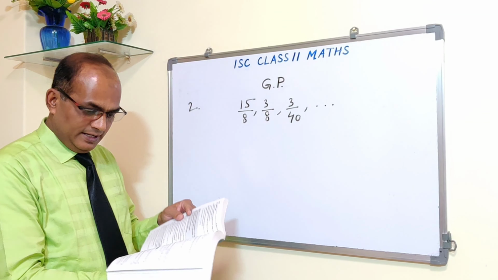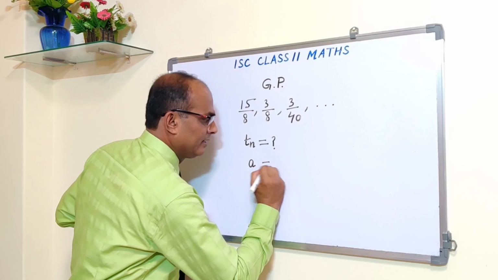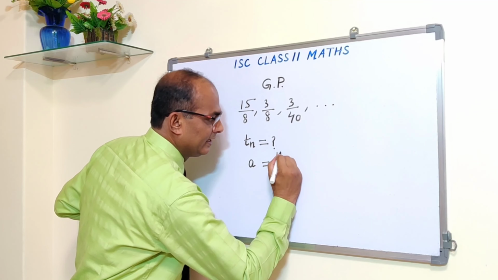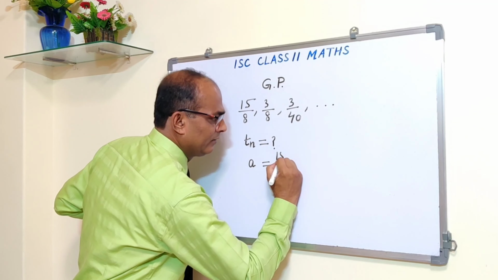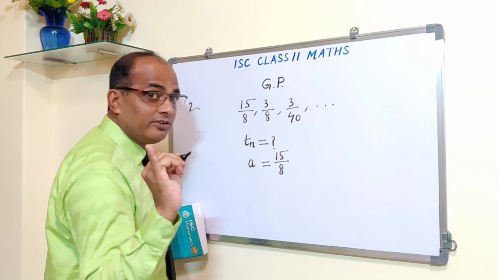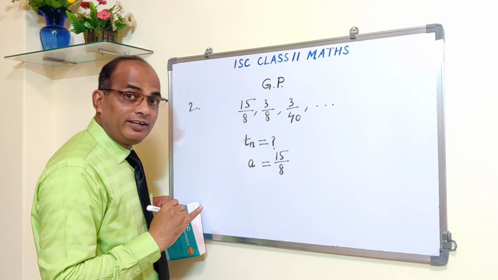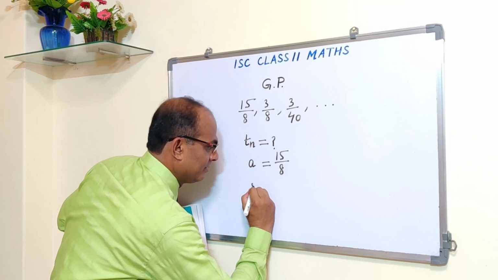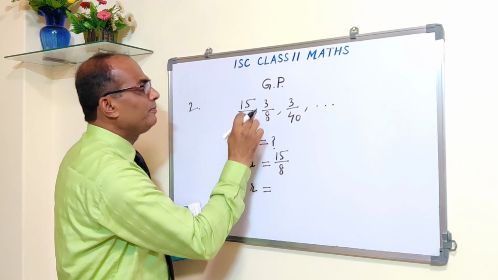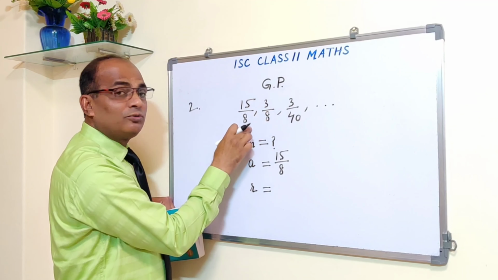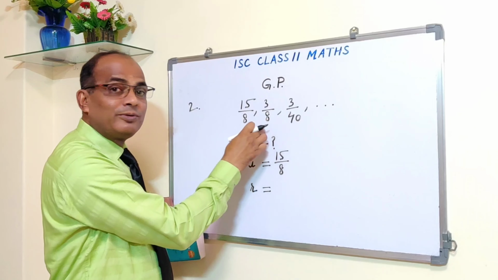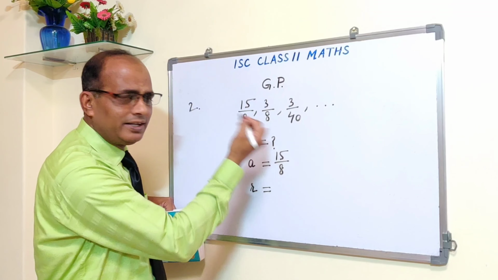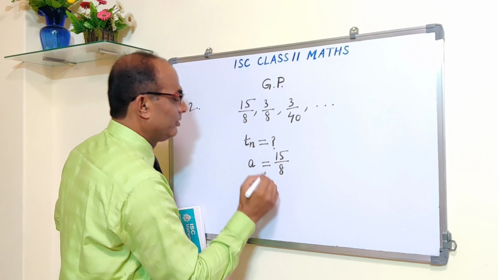Tn is equal to question mark. A is how much? Let's write down A. A is 15 upon 8. Is that fine? No dispute? Clear? R is how much? Not D, sorry. D we talk in the case of arithmetic progression. Here we call it R, common ratio. So R is equal to second term upon first term, or the third term upon second term. Any one you can take. You can check any one. So I am taking the second upon first.